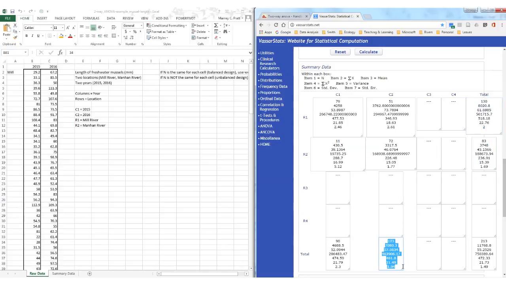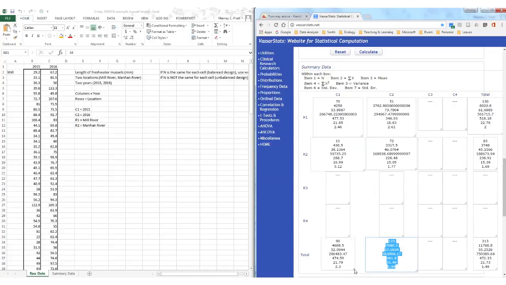And then at the bottom of the column, these are your totals for each column. So this is all the mussels in 2015, the Mill and the Manhan River together. So 79 plus 11, you get 90. And these ones are all the mussels together for 2016. So 51 plus 72 is 123. This includes the Manhan and the Mill River. And then this is the values for everything, all of the data totaled up together.